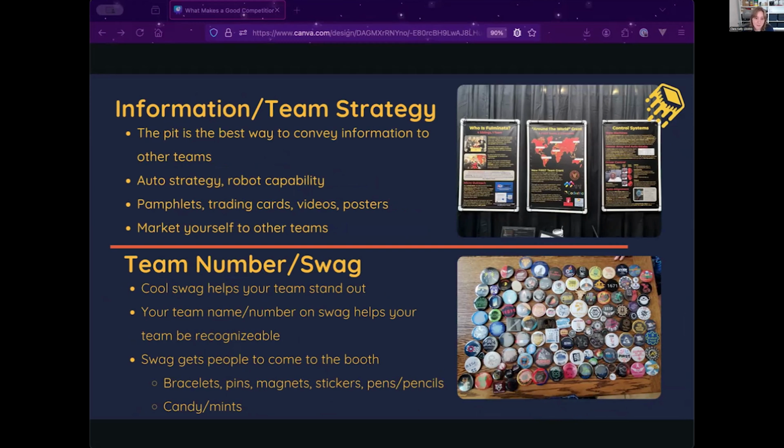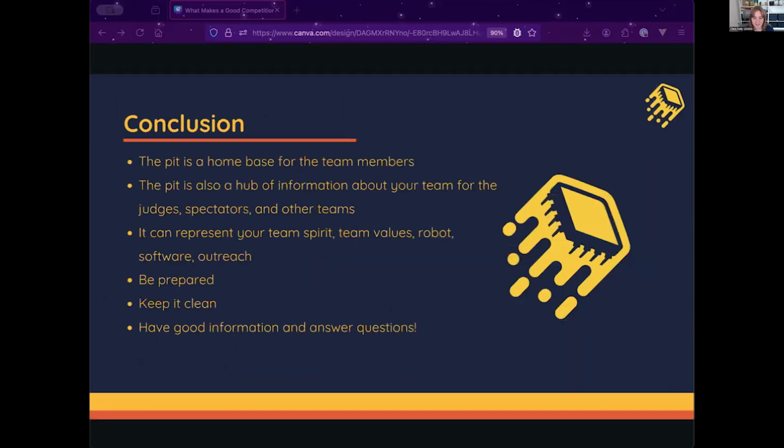Again, team number and swag. Have your team number out on your pit. Make your team easily identifiable to other teams and to judges. This will help you a lot with scouting and with pit judges. Make your team be recognizable. So you can have bracelets, pins, magnets, etc.